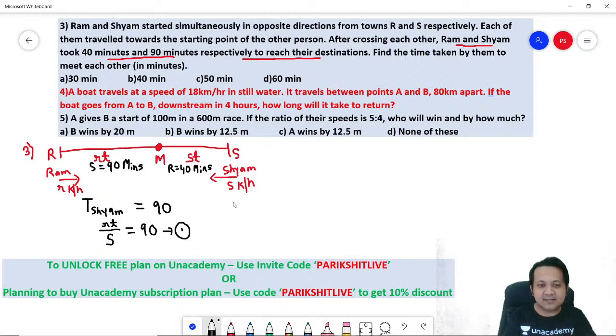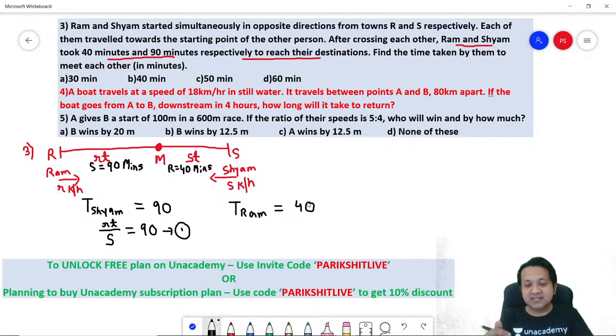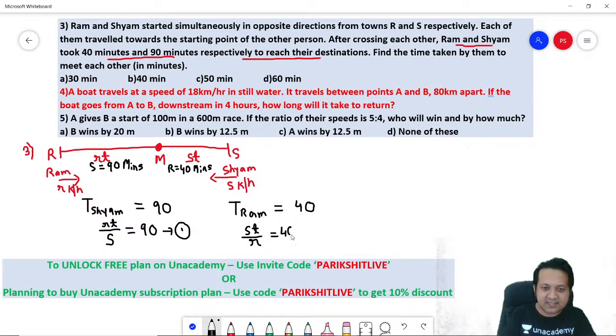Next, what is the time taken by Ram to cover the distance MS? To cover the distance MS, 40 minutes. Time is distance divided by the speed. What is the distance MS? It is equal to ST. Distance divided by the speed. Whose speed? Obviously Ram's speed, because Ram takes 40 minutes. So you'll have to consider Ram's speed. So ST by R is equal to 40. Let's call it equation 2.